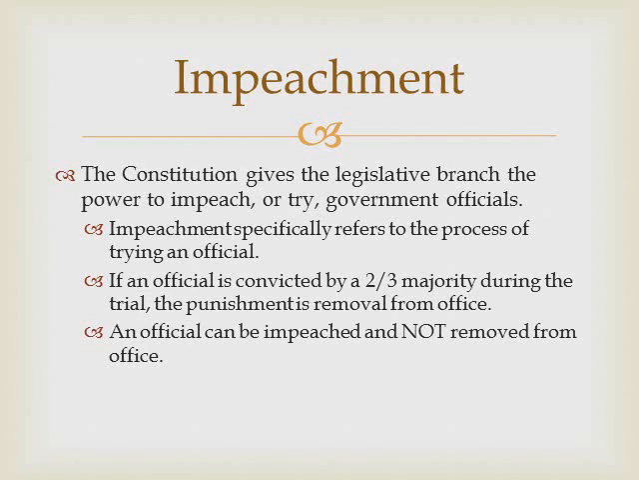We are going to talk about how impeachment works when the person under consideration is the president or the vice president. But it's also possible for other government officials, for example, a judge, to be impeached.